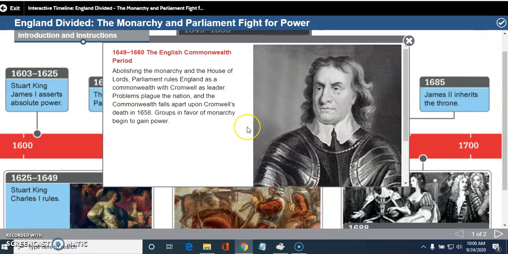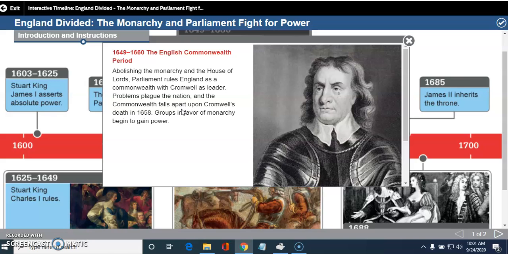In the Commonwealth period, the monarchy is abolished. Parliament wants to make Cromwell the king. He refuses it, very much like George Washington would do when we talked about Cincinnatus in the past. Cromwell is the leader, but there are problems with the nation. People don't like the Puritans' way of life. They want to have their normal life again. And they start wishing for a king because they start getting unsatisfied.